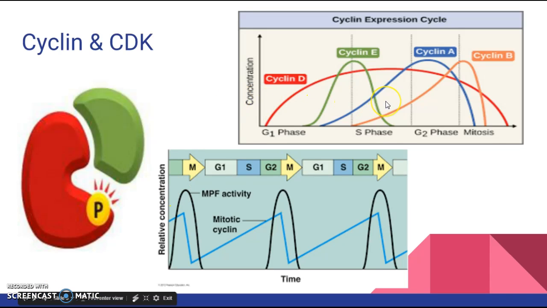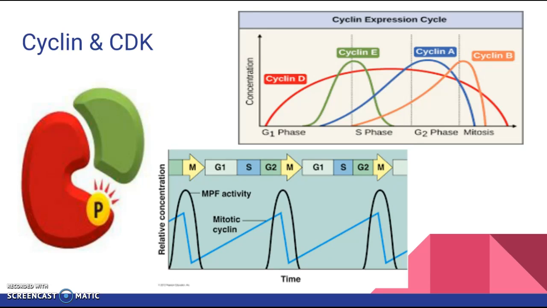On the top graph, we can see the different concentrations of cyclin, depending on the phase in which the cell is at. We can see here that cyclin D is present throughout the cycle and gradually has a sort of semicircular shape to it. Cyclin E starts in the middle of the G1 phase, peaks during the transition from G1 to S, and is over by the middle of the S phase.